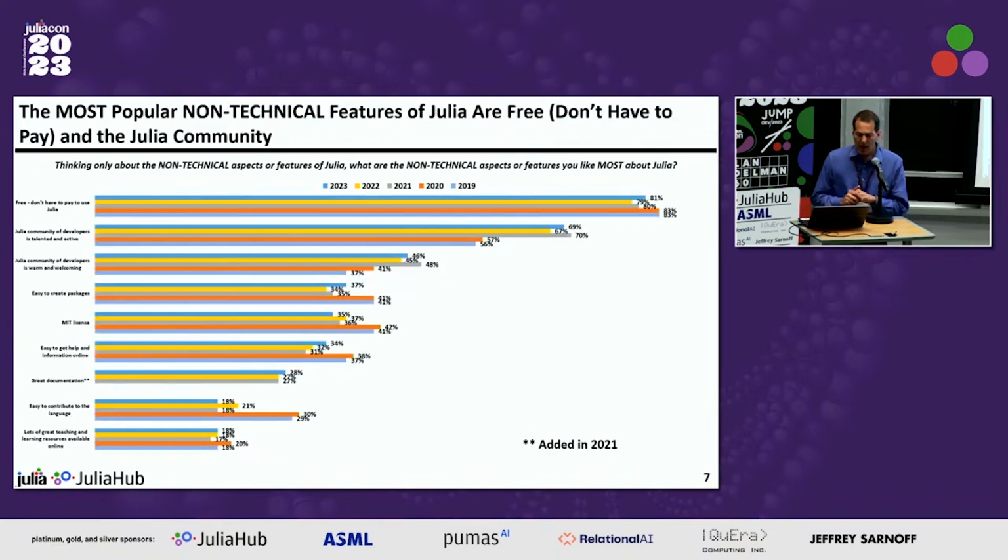Most popular non-technical features of Julia. Number 1, it's free. You don't have to pay for it. Number 2, the Julia community of developers is talented and active. The community of developers is warm and welcoming, easy to create packages, and so on.